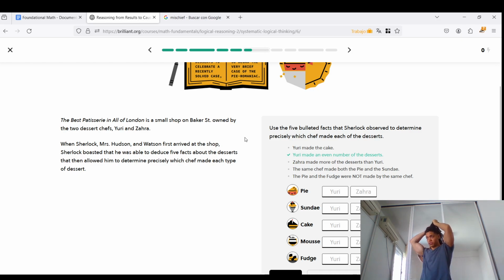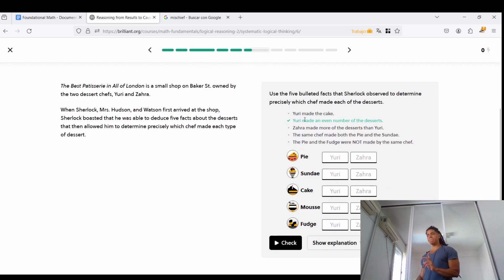All right. Use the 5 bullet facts that Sherlock observed to determine precisely which chef made each dessert. So Judy made the cake. After all, you have the best pasticier in all London in a small shop on Baker's End owned by two dessert chefs, Judy and Sarah. So Judy made the cake.